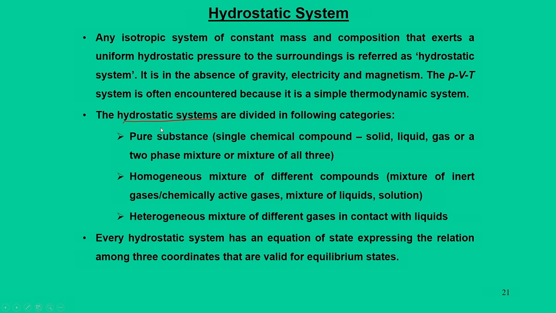Now, within the domain of hydrostatic systems, if you specify particular characteristics, for example a pure substance, which means a single chemical compound, that is solid, liquid or gas, or a two-phase mixture of all three, then we can have a homogeneous mixture of different compounds, that is a mixture of inert gases, chemically active gases, mixtures of liquids, solutions. Then we can have a heterogeneous mixture of different gases which are in contact with liquids. All these three situations fall under the common domain we call hydrostatic systems. In our entire course, we will be dealing with how to address all these conditions of the systems in terms of pressure, volume and temperature.